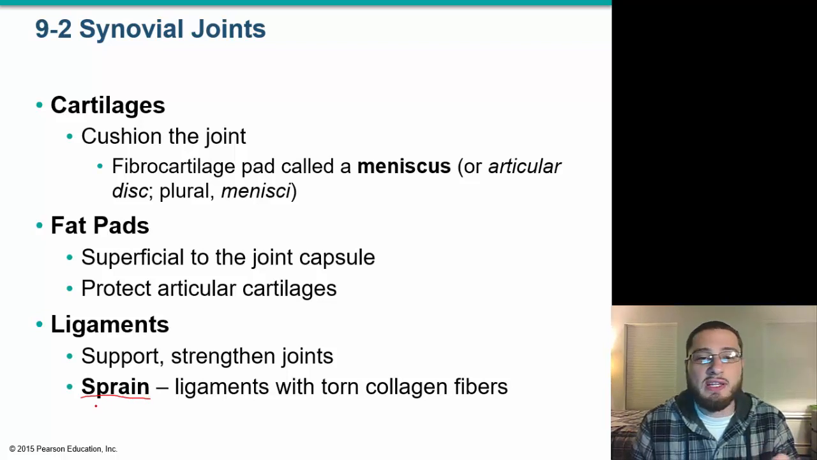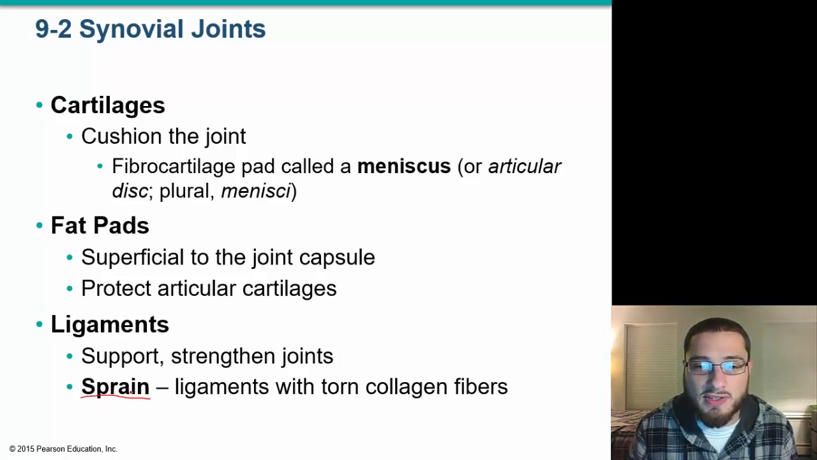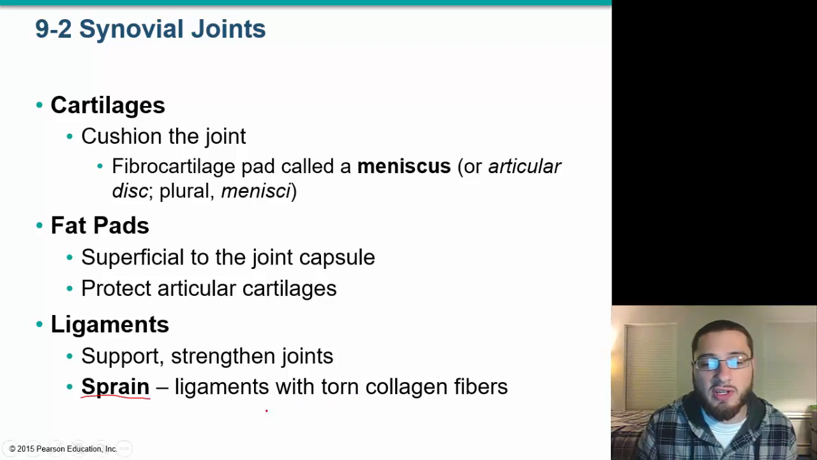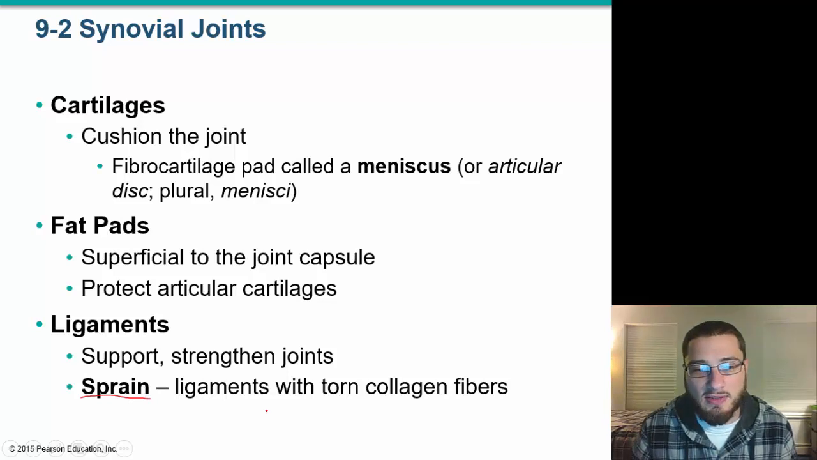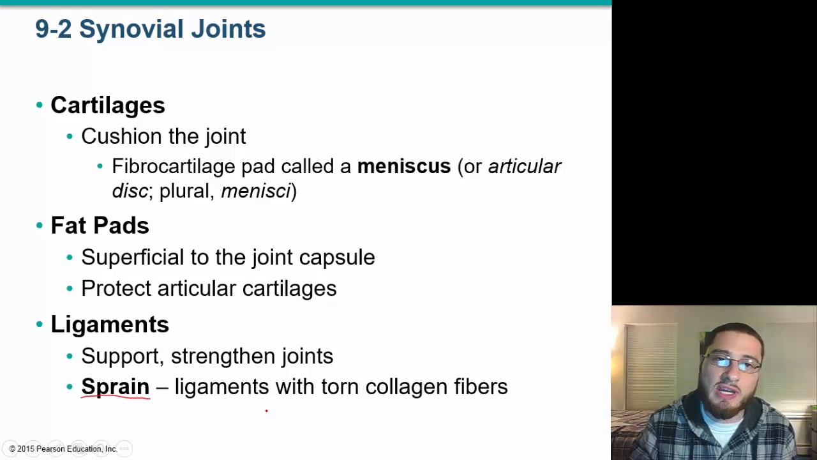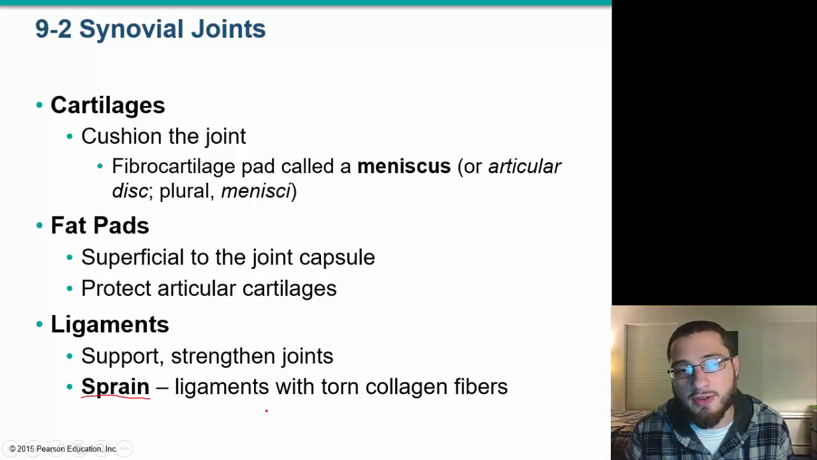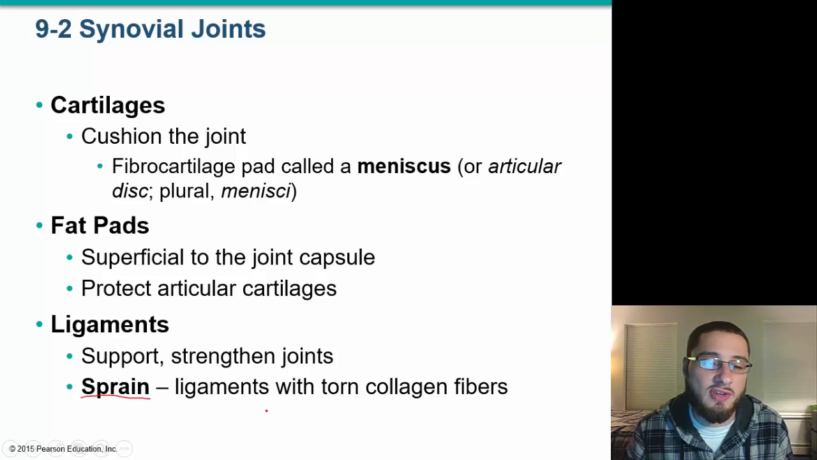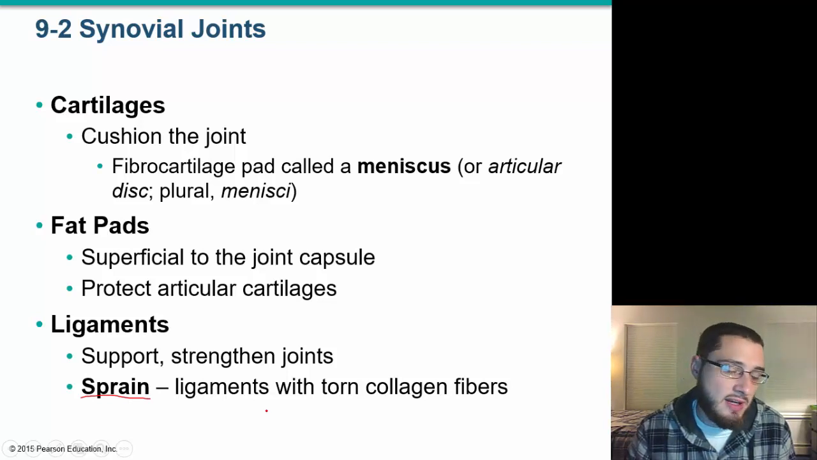Well, we know a sprain isn't a broken bone, but what it really is, is ligaments that have torn collagen fibers, and it leads to swelling and a lot of pain. And oftentimes they're going to heal on their own, but they take a lot of time, and you have to stay off of it. So when we have sprains, you're going to go to the doctor, and they're going to immobilize it, make sure that you're not moving it. You sprain your ankle, they're not going to tell you, yeah, keep walking on it, it'll get better. They're going to give you a boot, or they're going to have you take weight off of it until it is healed.